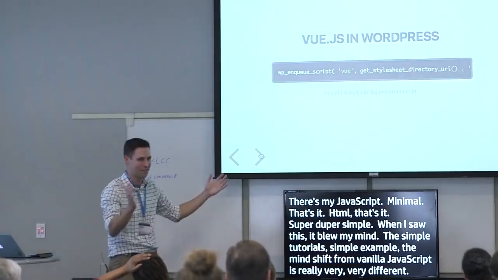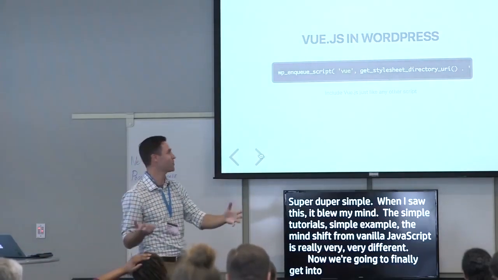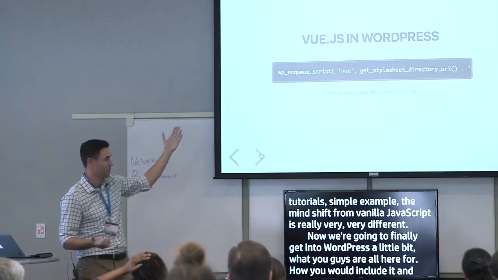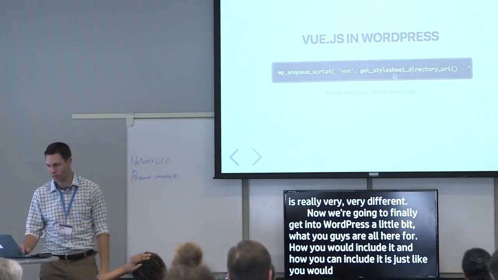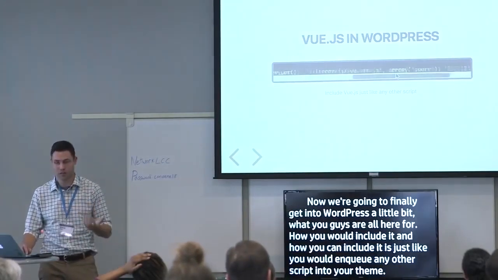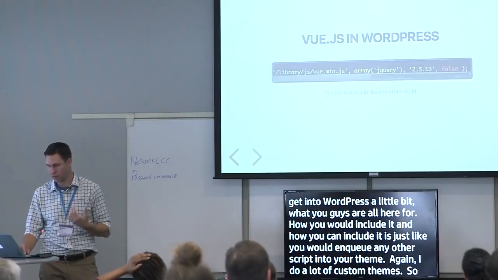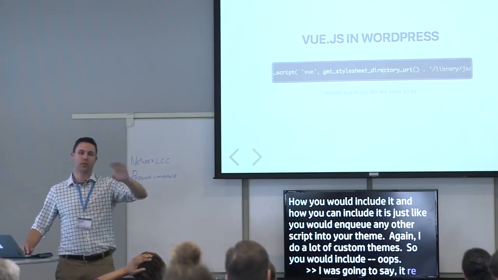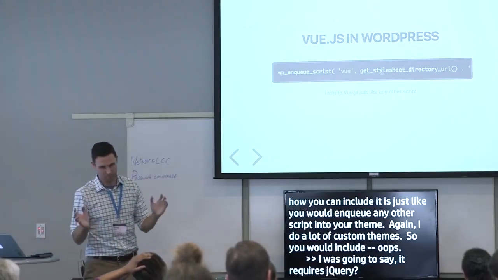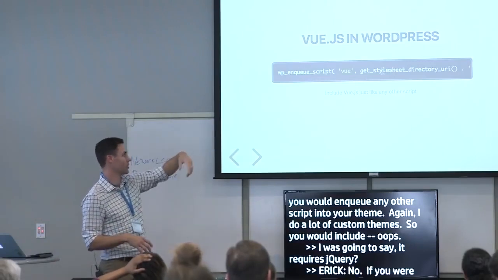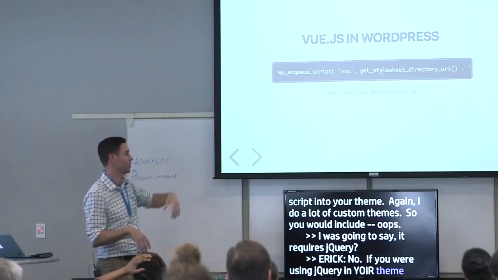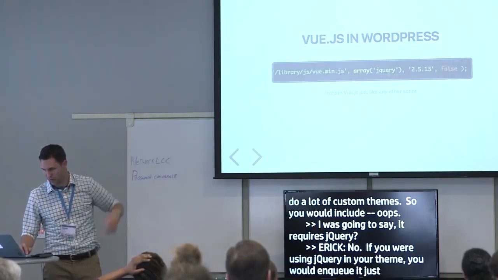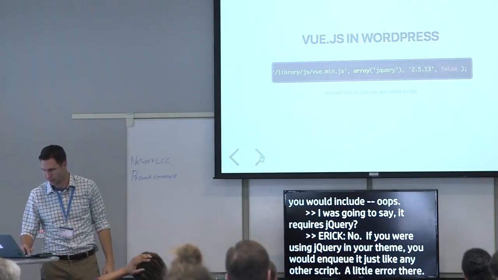Next. All right, now we're going to finally get into WordPress a little bit, what you guys are all here for. So how you can include it is just like you would enqueue any other script into your theme. Again, I do a lot of custom theming. I was going to say it requires jQuery. No, it doesn't require jQuery. I'm sorry. If you were using jQuery in your theme, gotcha. You would enqueue it just like you would jQuery or any other script. Yep, so little error there. Somebody didn't catch that. I did just now.